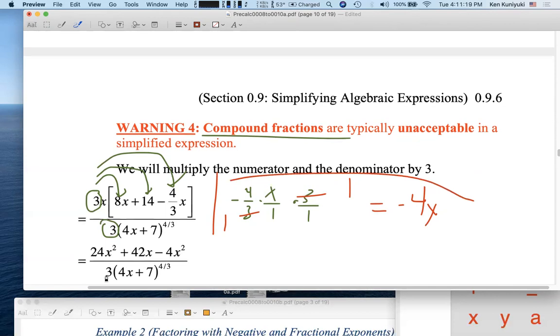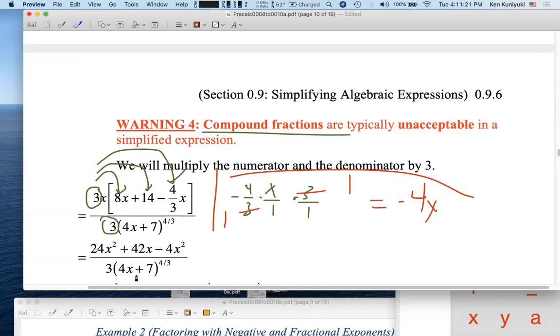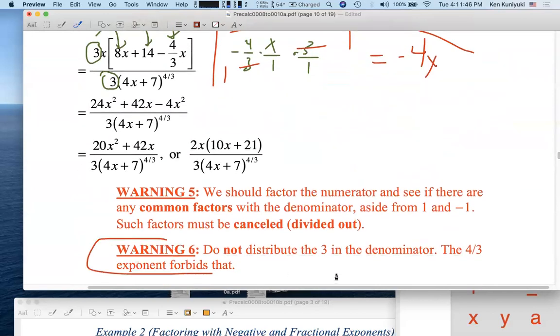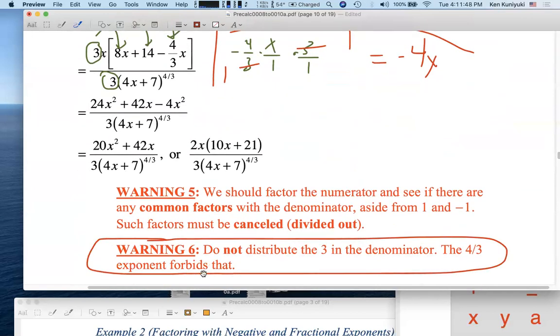Now, can we distribute the 3 here through the 4x plus 7? The answer is no. The 4/3 here prevents that. Now, if that were a 1, or if you saw no exponent up there, you could, and you'd get 12x plus 21 in the bottom. But because you have an exponent here, you're not allowed to distribute easily. Again, do not distribute the 3 in the denominator. The 4/3 exponent forbids that.